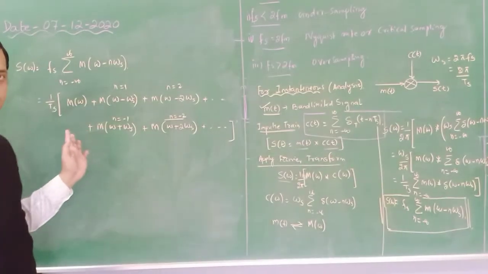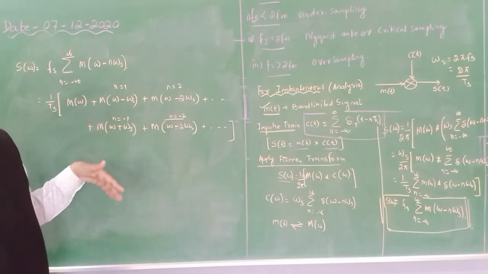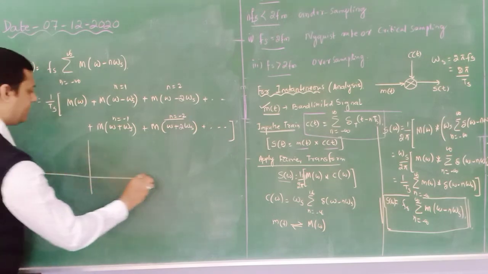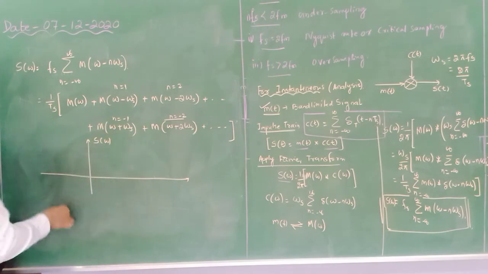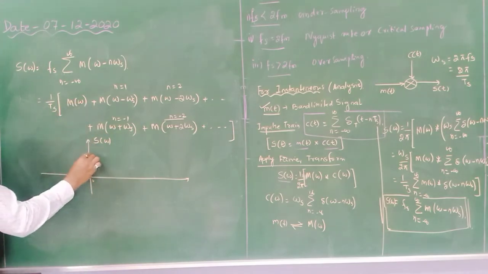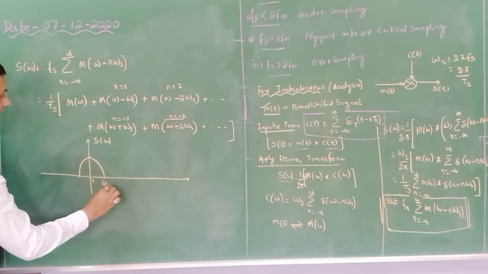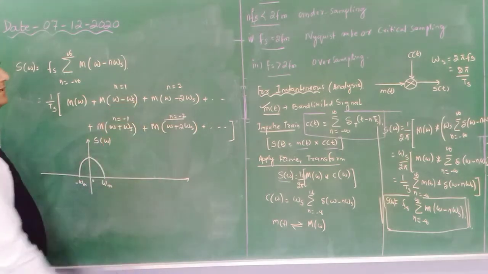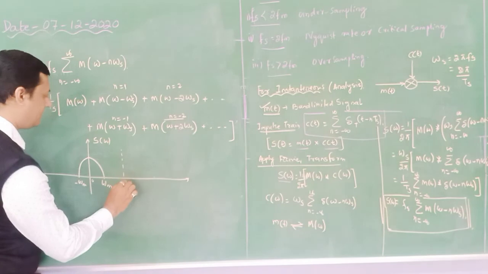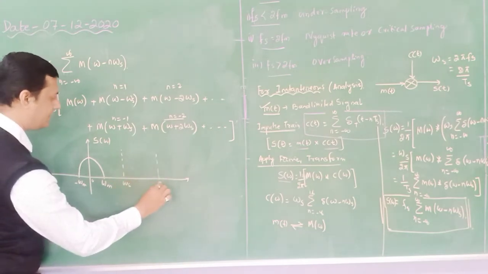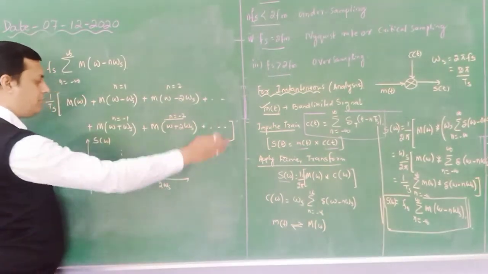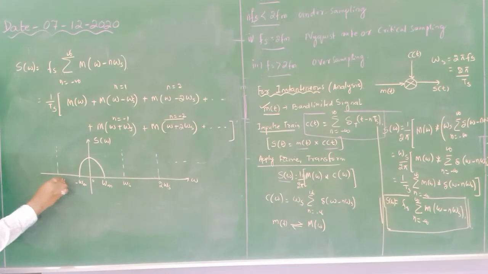This indicates that we are placing the modulating signal on the impulse function. How is it? If I want to represent S of omega, this is your zero position. When n equals 0, you will have your modulating signal, that is from minus omega_m to omega_m. Now if it is the right half part, the center frequency is omega_s, then 2 omega_s. So first identify those points. This is omega_s, this is 2 omega_s, then 3 omega_s and so on up to infinity. Similarly on the left-hand side, it is minus omega_s, and here it is minus 2 omega_s.